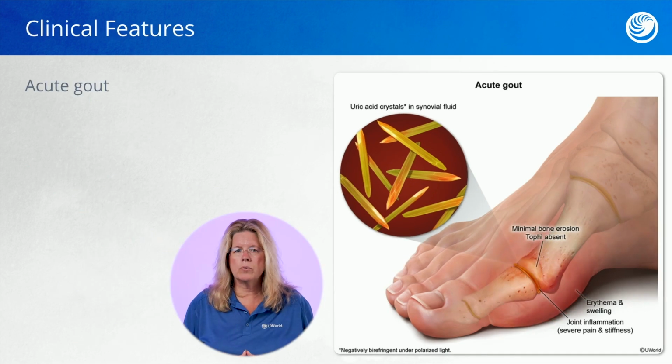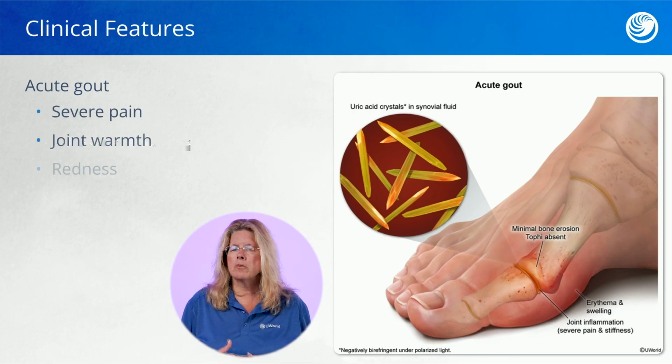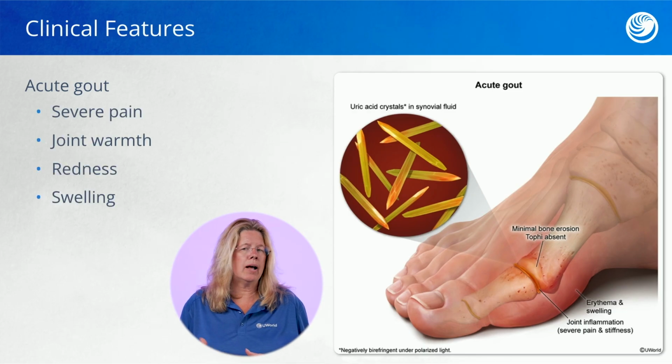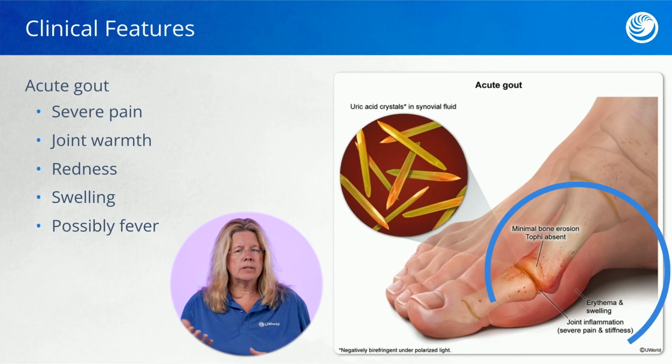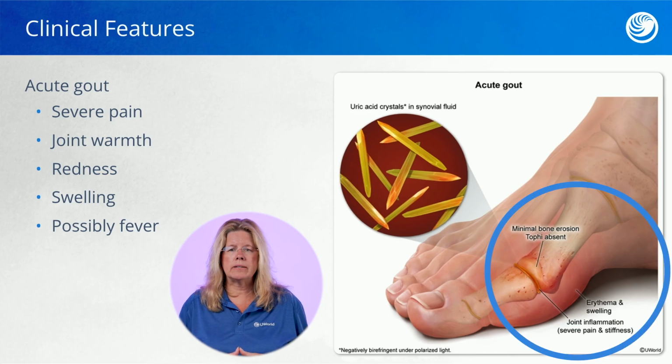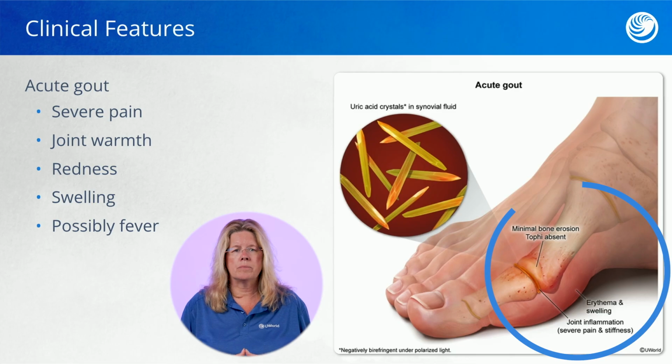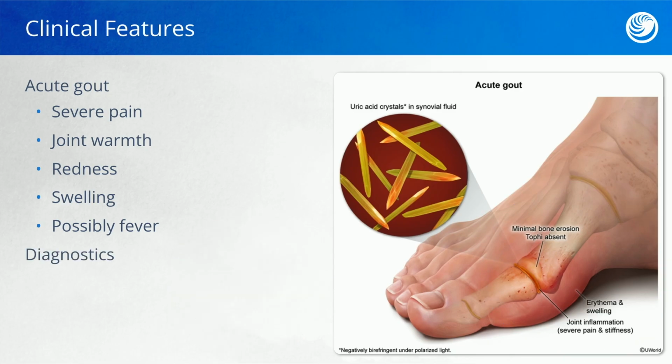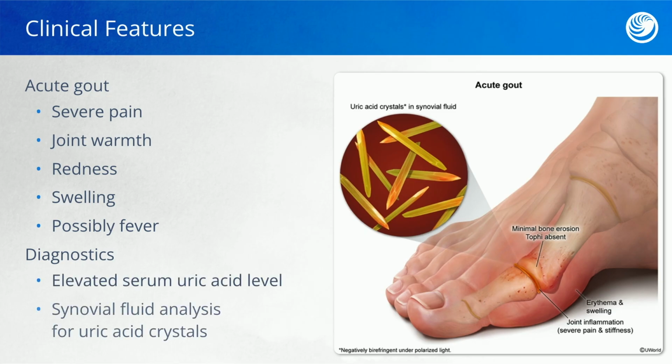A client with acute gout will experience severe pain, joint warmth, redness, and swelling, and even possibly a fever. As you can see in our illustration to the right, that joint is inflamed and red and tender. Diagnostically, a serum blood test can be conducted to detect uric acid levels, as well as direct aspiration of synovial fluid from the affected joint.